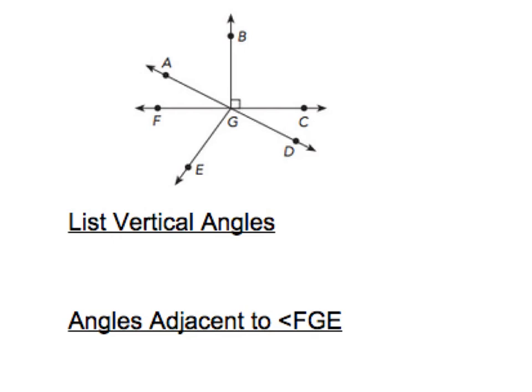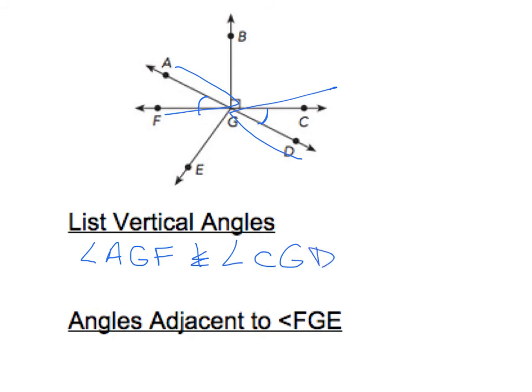So let's look at these. There's a lot of vertical angles here. I'm going to point out a couple of them. Let's change the color here. Right here, DGC is going to be vertical to AGF. So we would write that as angle AGF and angle CGD. That's one possible because they are directly across from one another. And actually looking at this, that's the only vertical angles they're going to have.